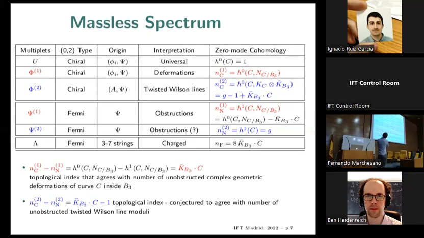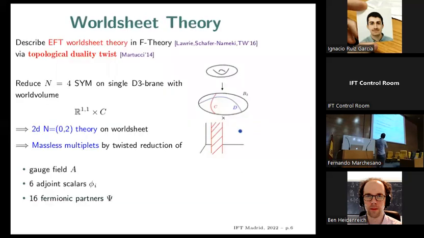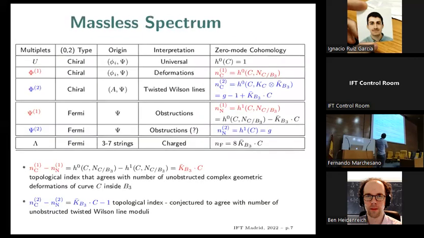First of all, we have those which qualify as deformation modes, which literally correspond to the moduli, if you like, of the curve in the internal space, or part of them. You see they are counted by sections of the normal bundle to the curve in the base. And there's a second type of such chiral multiplets. We call them twisted Wilson lines, because they come from reduction of the gauge field from the super Yang-Mills theory, and they are counted by this more complicated expression. Furthermore, we have Fermi multiplets, again, two types.